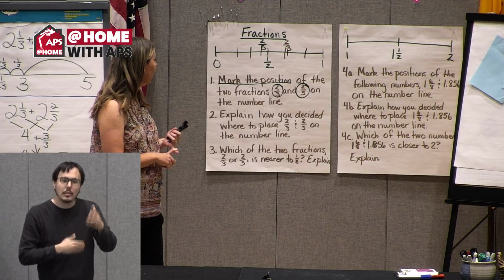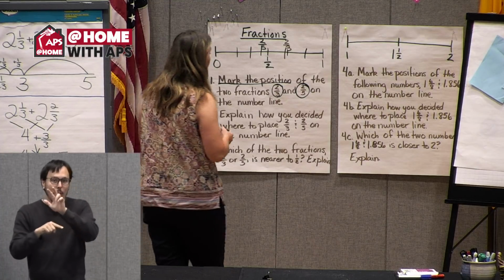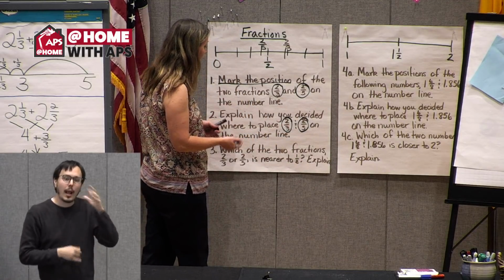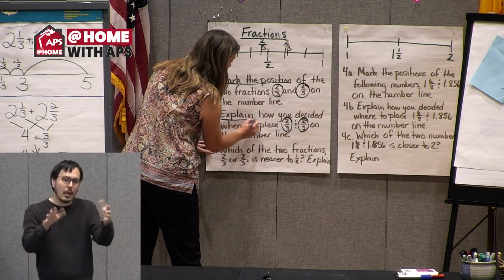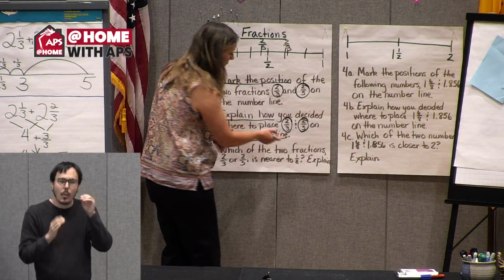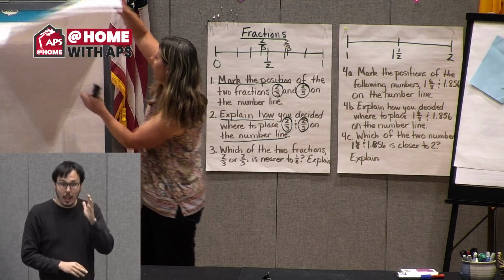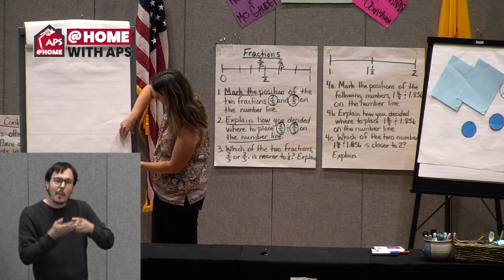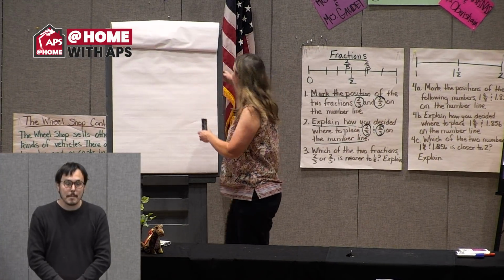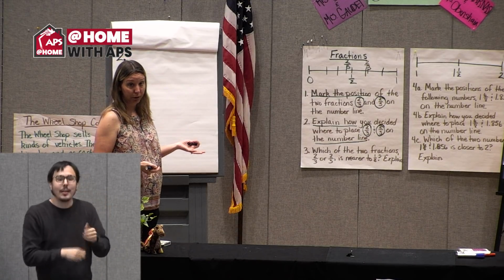We are to explain how you decided where to place 2/3 and 2 fifths on the number line. So again, we circle our quantities. And I'm going to underline what I was asked to do. I'm going to explain how. So explain how, and I'm going to underline the number line because the number line is a very important piece of this. So I'm going to take this, and let's talk about explaining. Okay. So I'm on number 2. Again, it's always good to label what number you are on your paper.